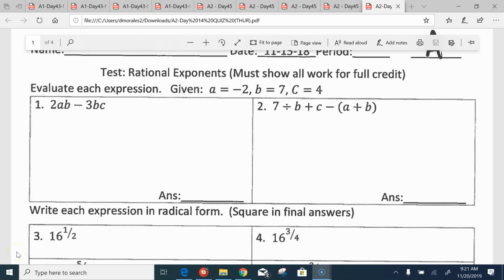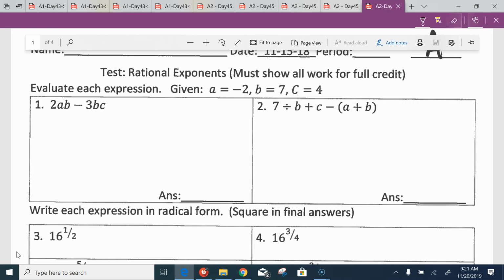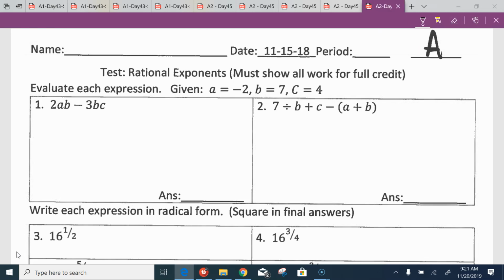Today, Algebra 2, we're going over the dreaded test on rational exponents. So we'll begin this video with test A. Make sure you have test A, otherwise your answers will not coincide. And this test won't make much sense to you as far as redos go, but you can learn something, I guess, if that's the case. So let's get right into this.